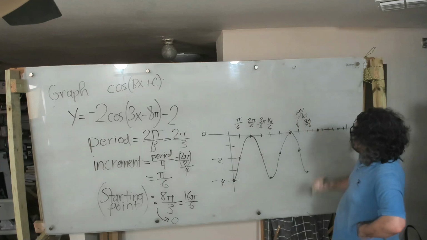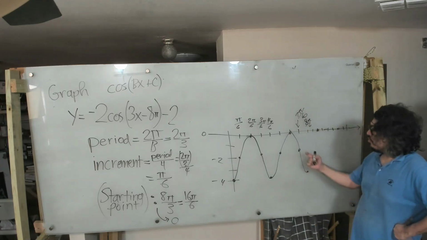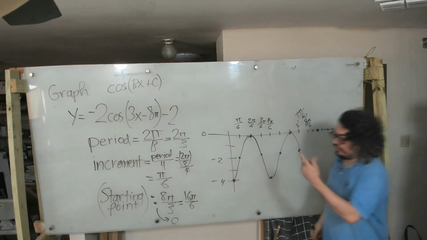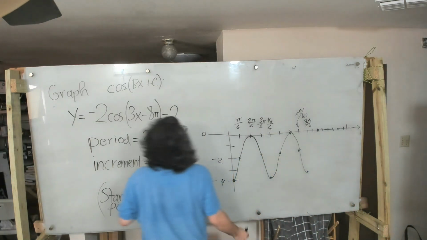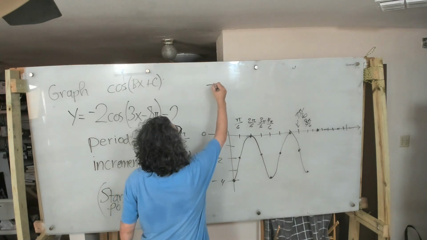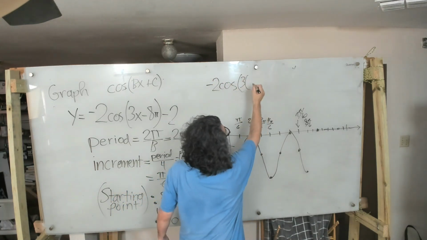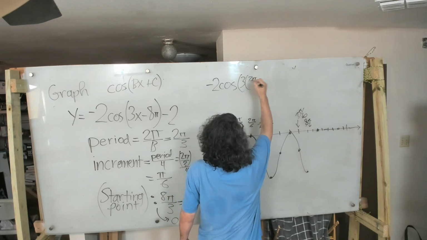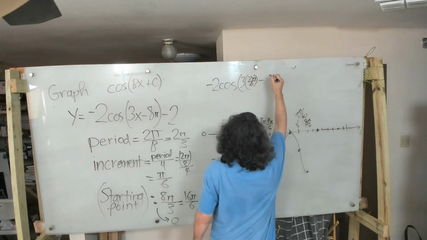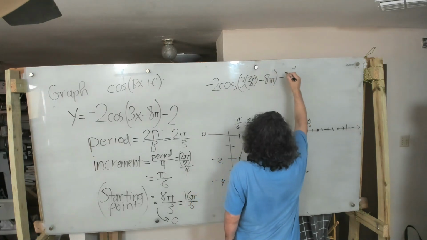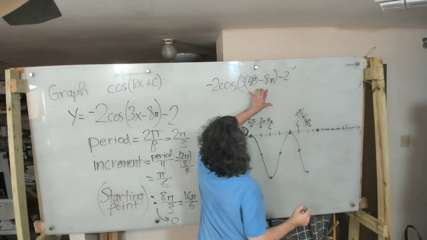A skeptic among you might say, well, David, how can I trust that the point 7 pi over 6, negative 2 is on the graph? Well, let's find out. Let's plug in. You can always do this as a sanity check. Negative 2 cosine of 3 times 7 pi over 6 minus 8 pi, minus 2. So I'm going to simplify this inside first.